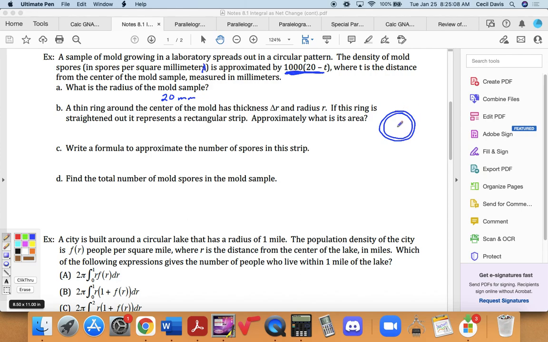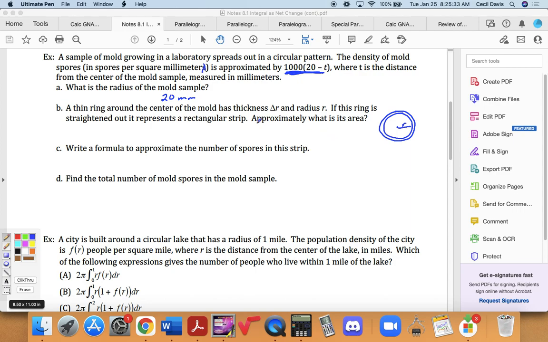Like that. So this is R, and the thickness is delta R. Everybody with me? All right, if we were to cut that ring and then straighten it out, what would be the area of the ring?